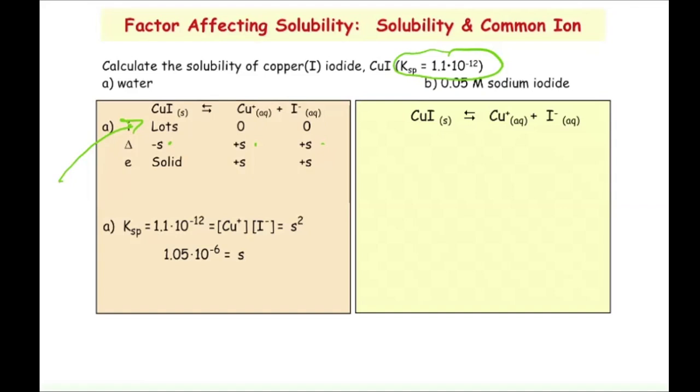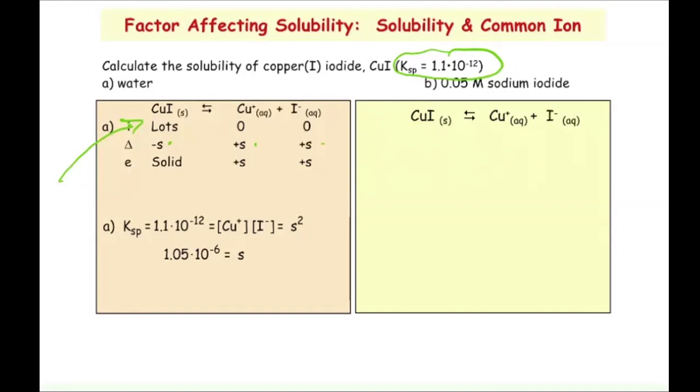You see that S squared is equal to 1.1 times 10 to the minus 12. You take the square root of 1.1 times 10 to the minus 12, you get the solubility. When you put copper iodide into water, the amount of copper ions and iodide ions is going to be 1.05 times 10 to the minus 6 molar. It's a small amount, but it can still be detected, especially if you've got instrumental techniques. So in other words, even though the chemical is insoluble, you still get a small part of it going into solution. So that's what you see from that problem.